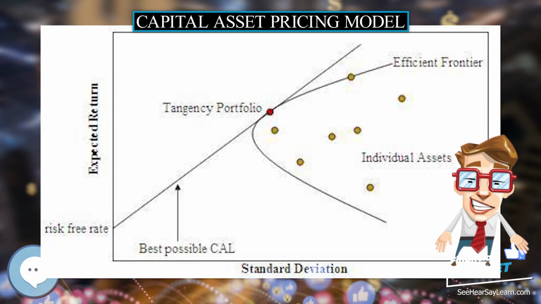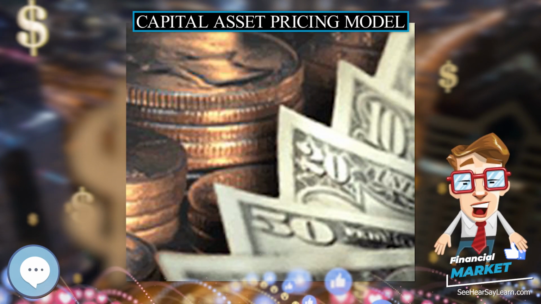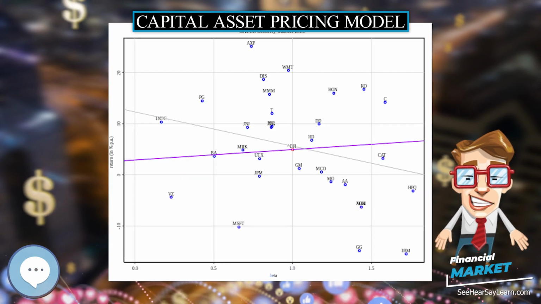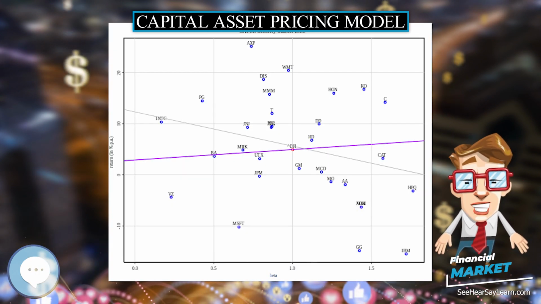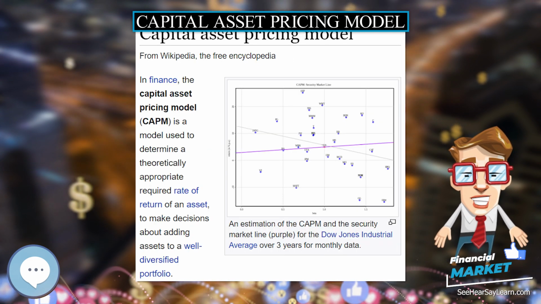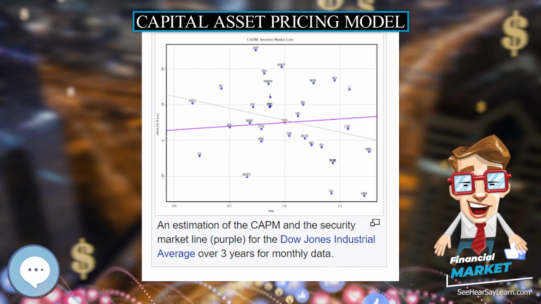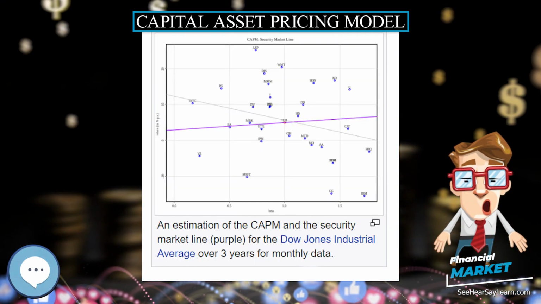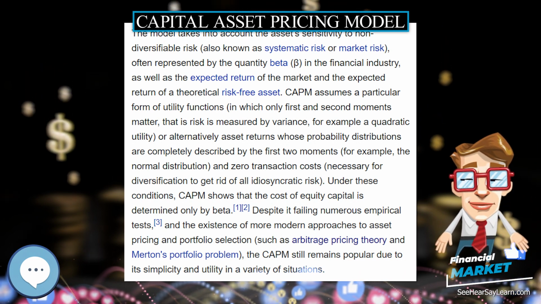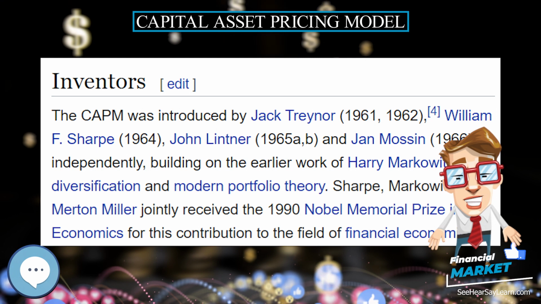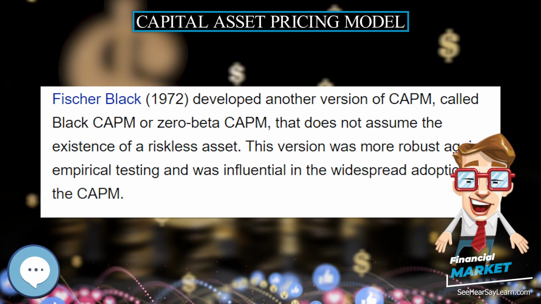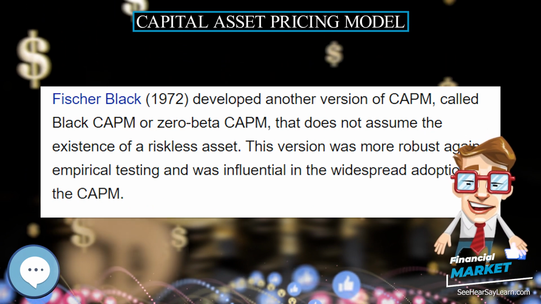Capital Asset Pricing Model. In finance, the Capital Asset Pricing Model, CAPM, is a model used to determine a theoretically appropriate required rate of return of an asset, to make decisions about adding assets to a well-diversified portfolio. Overview. The model takes into account the asset's sensitivity to non-diversifiable risk, also known as systematic risk or market risk, often represented by the quantity beta in the financial industry, as well as the expected return of the market and the expected return of a theoretical risk-free asset.